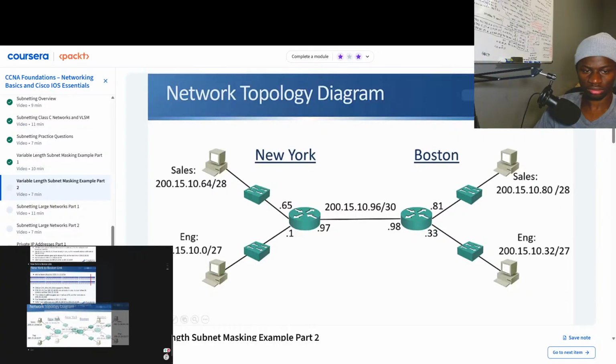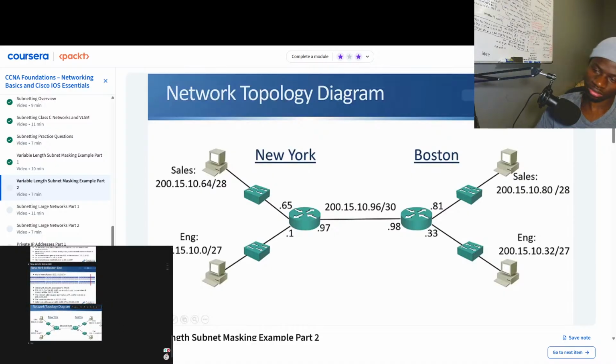I've then got my sales department in New York, 200.15.10.64/28, and sales in Boston was 200.15.10.80/28. And the subnet I used for my point-to-point link, 200.15.10.96/30. Then we're going to use the first available address as the IP address on our router interfaces.